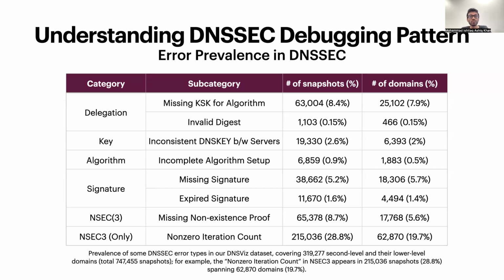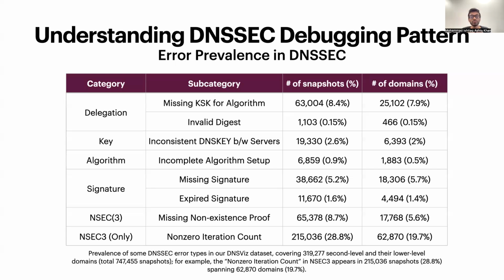Okay, so we also want to outline the top errors that we observed in our dataset. As we can see here, we have specific categories and subcategories. For example, the missing KSK for algorithm, which means the DS record references a DNSKEY algorithm that is not actually present in the zone, is present in almost 8.4% of the snapshots. That's a significant amount. We also observe inconsistency between DNS keys of the different authoritative servers of the same zone. We also see incomplete algorithm setup. We see missing signatures and missing non-existence proof errors in 5 and 8% of the cases respectively.